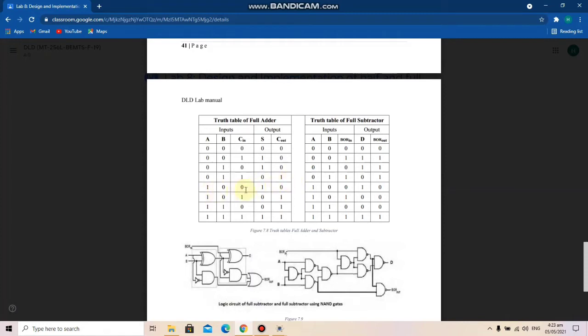Then 1 0 0, so 1 plus 0 plus 0 is 1, so 1 will be the output. Here we can see at the output again 1 plus 0 plus 1 is 2, so 0 1 at the output. And then 1 plus 1 plus 0 is again 2, so 0 1 at the output, and 1 plus 1 plus 1 is 3, so the 3 is at the output.